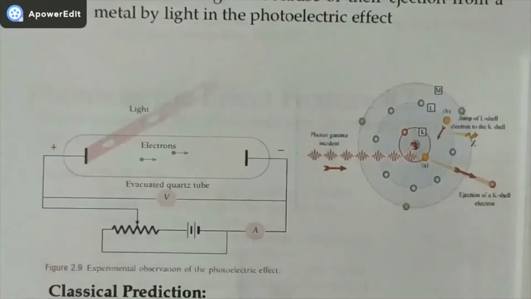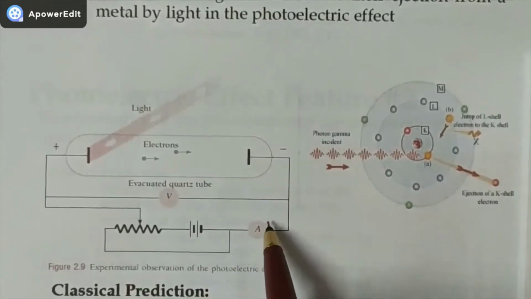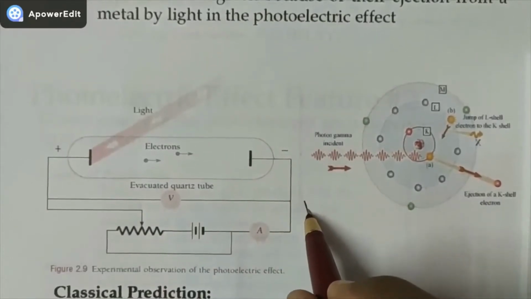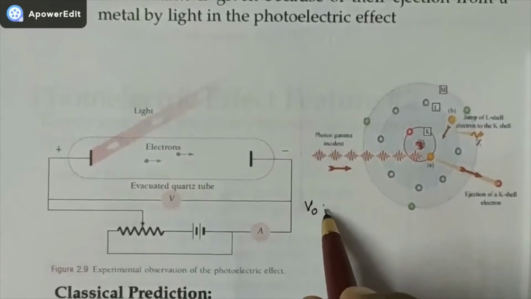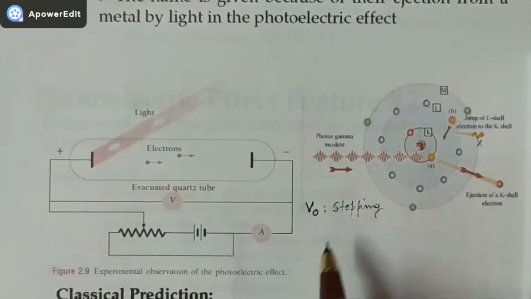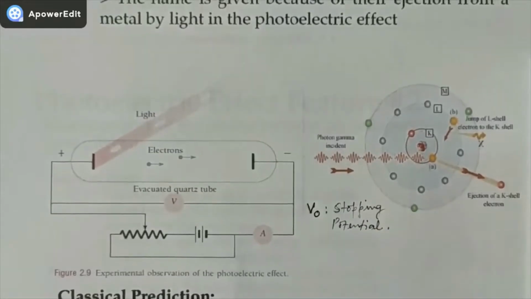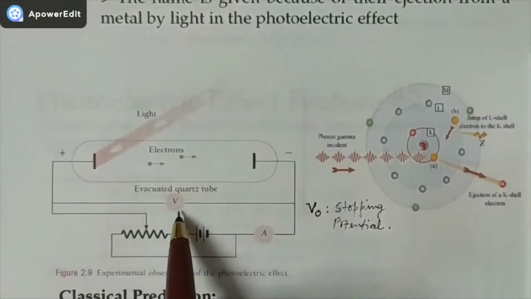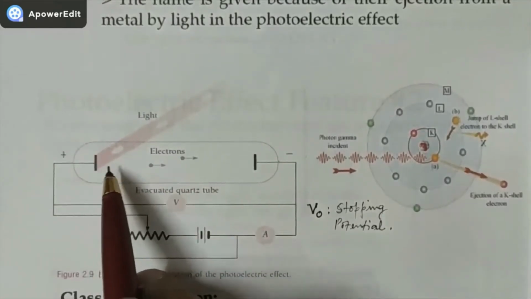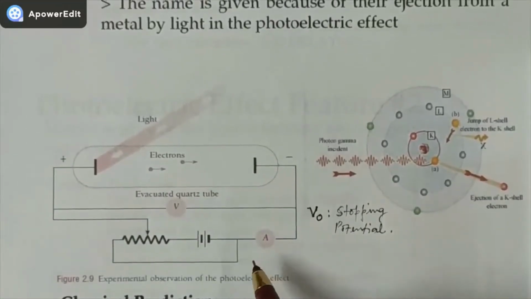So the potential at which the electrons will not reach this terminal and the current will be zero, that particular potential is represented as V naught, and this is known as the stopping potential. Okay, so this stopping potential is basically the potential at which the electrons being emitted from the metallic surface are not reaching the terminal, and the current goes to zero in the photoelectric effect.